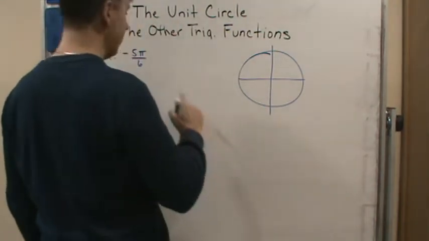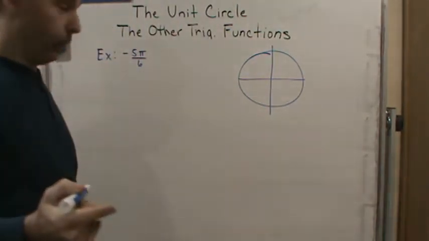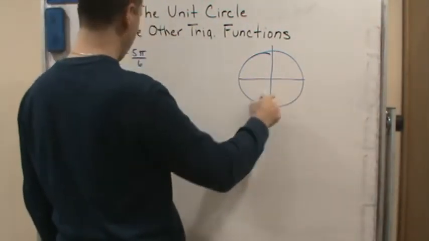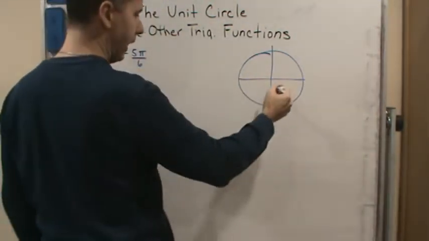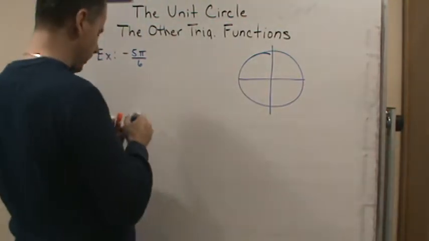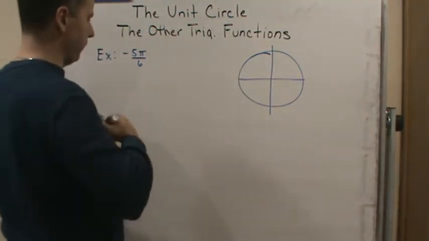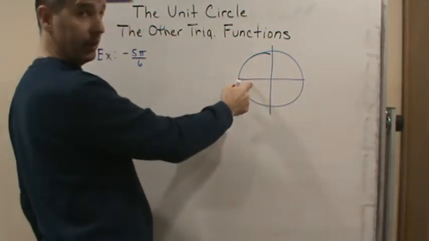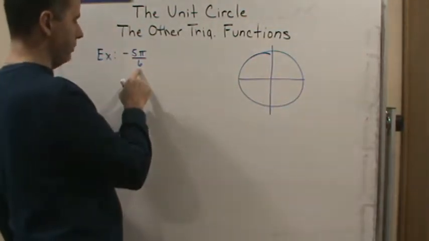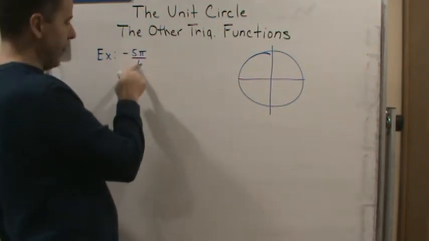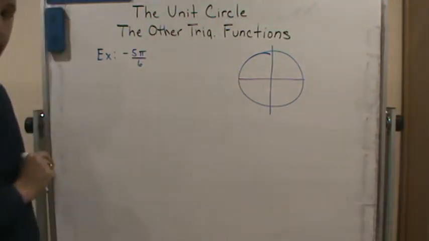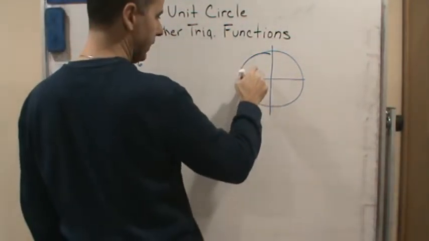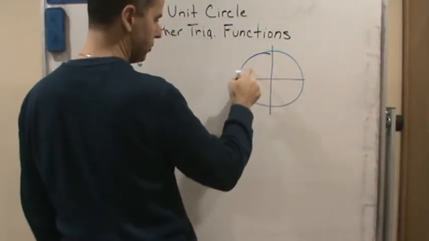If we go negative, and again, negative means clockwise, so negative 5 pi over 6 means we're definitely going clockwise. So where are we going to end up? If we're going this way, are we past negative pi? No. So this is less than negative pi, so we are not here. That eliminates these two.